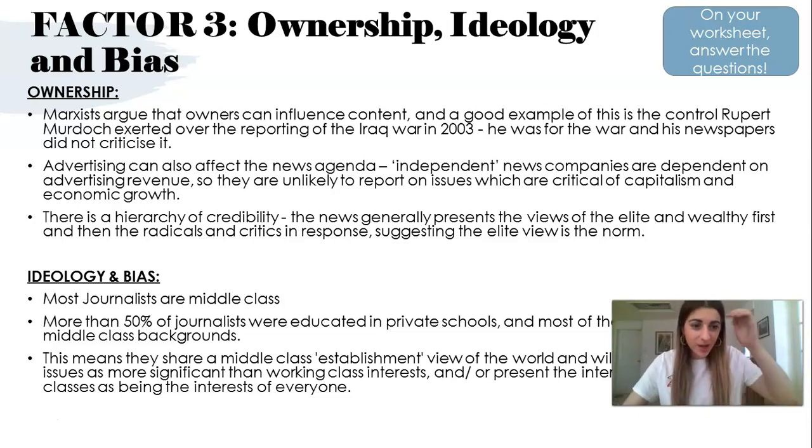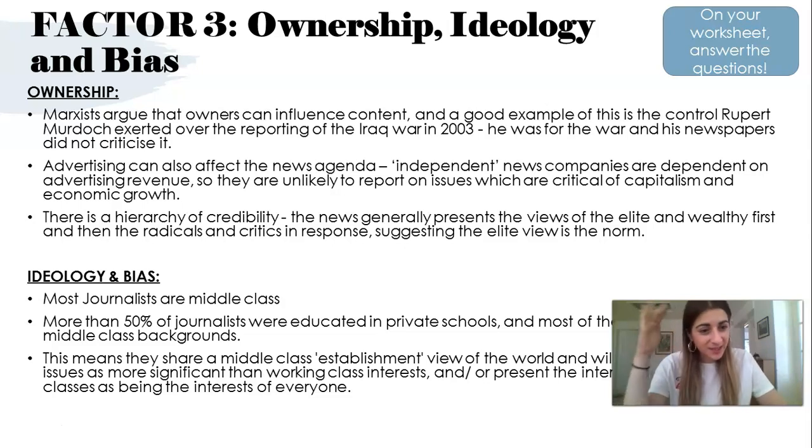There's also something called the hierarchy of credibility. It's something we're going to look at in more detail in the lessons to come. But generally speaking, it argues as a theory that certain people are seen as more credible than others. At the top of the list of credible people are the elite and the wealthy, and at the bottom are the poor.